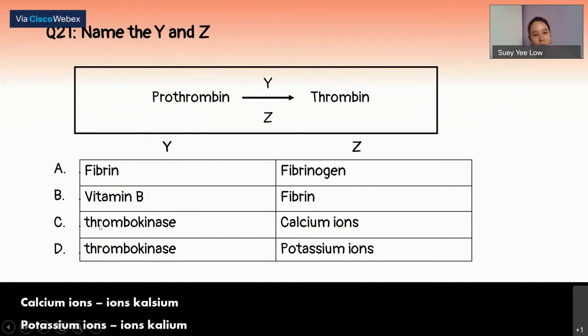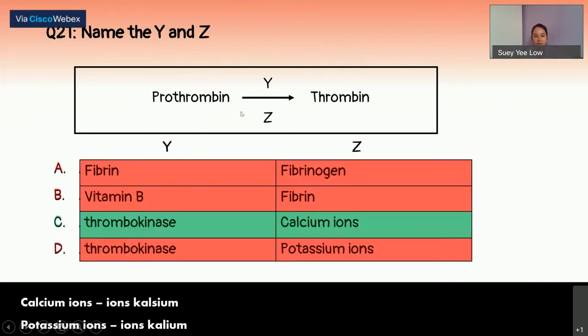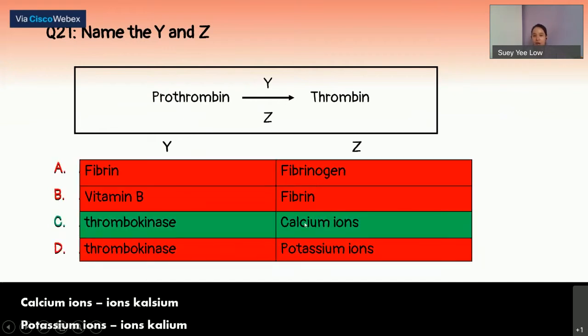So most probably C and D, one of them is the correct answer. Thrombokinase must be the correct one, but you have to decide whether it's a calcium ion or a potassium ion. Which is which? So the answer will be C. You need a calcium ion and thrombokinase in order to trigger the prothrombin conversion into thrombin. Then the thrombin will further convert your fibrinogen into fibrin in the next step.